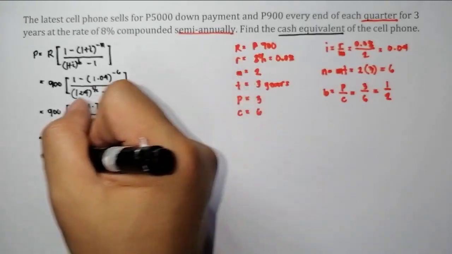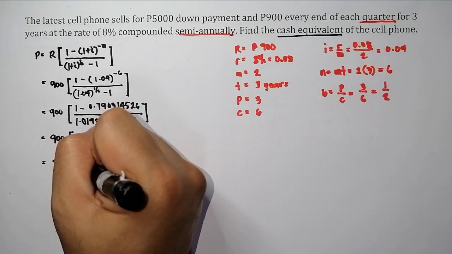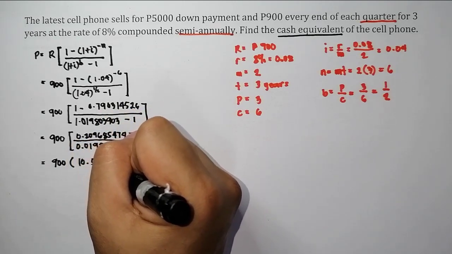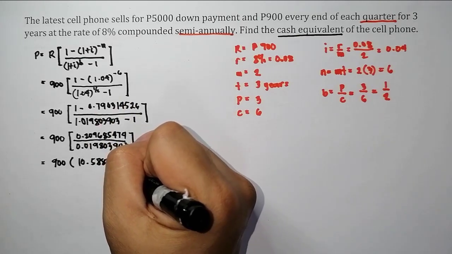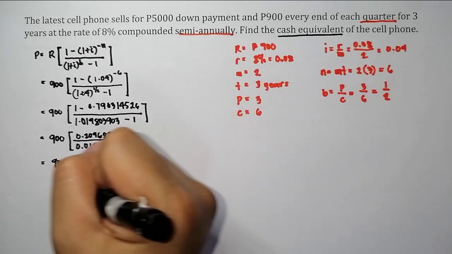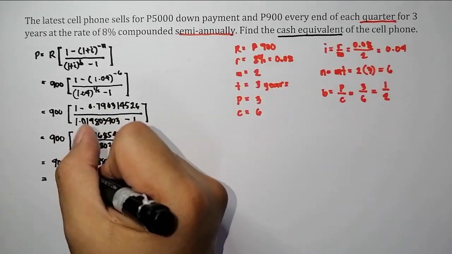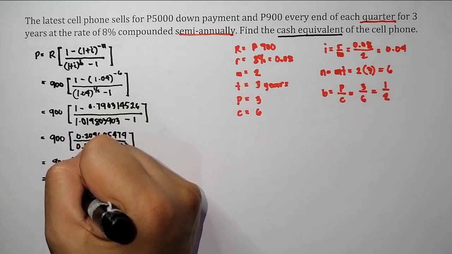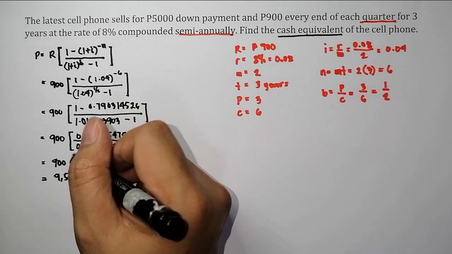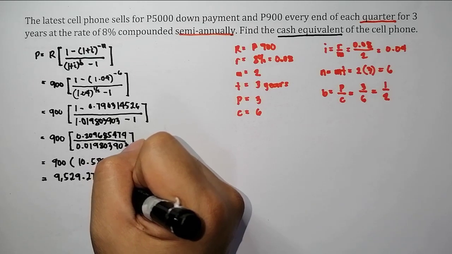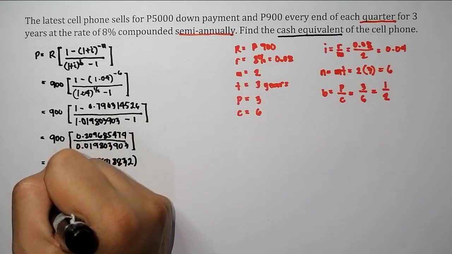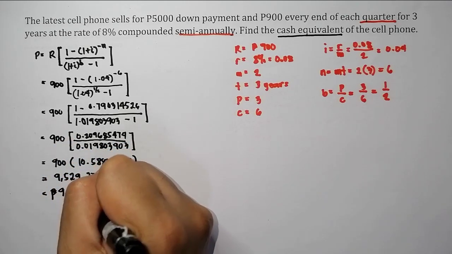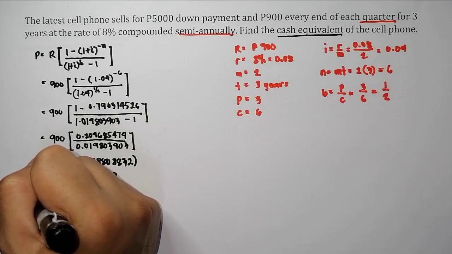Tapos i-divide natin itong dalawang ito. So we now have 900 times the quotient of these two numbers, which is 10.58808832. So ang magiging result natin dito pag minultiply natin ay 9,529.279488. So approximately ang present value natin ay 9,529.28. So ito yung ating present value.